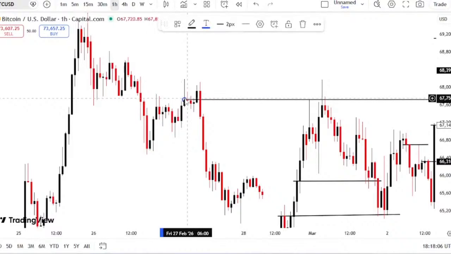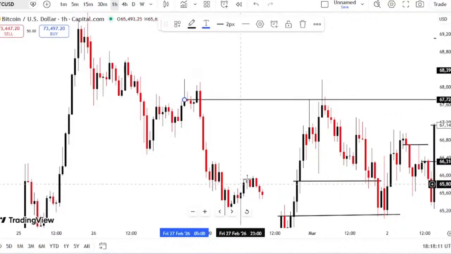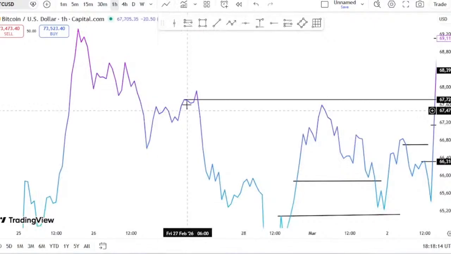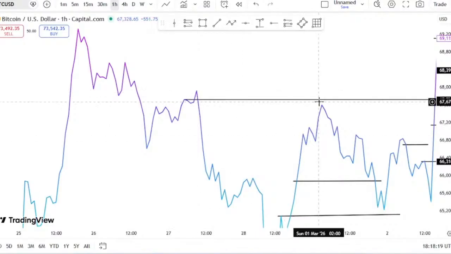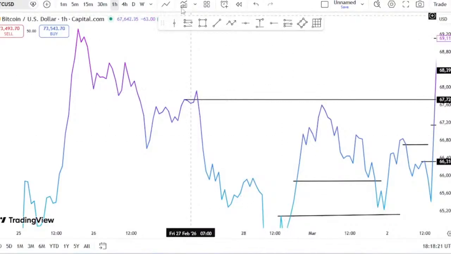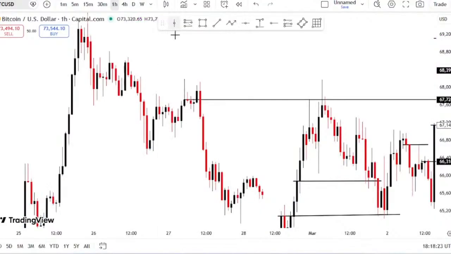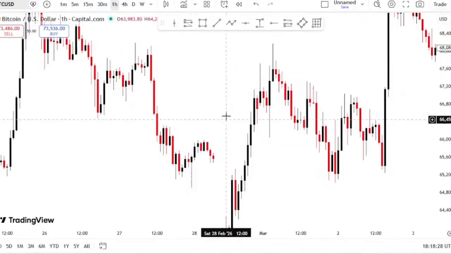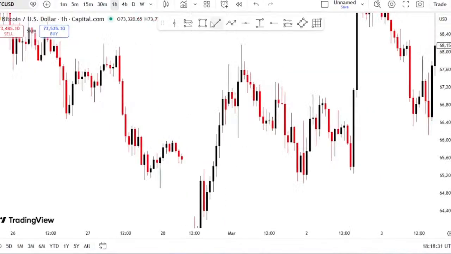Here's a resistance that got broken. Price came down and price turned to this level. Okay, let's turn to line chart. Yes, this is high, low, higher high, lower low. Price returned to this level. So this is a QM. And you see what price did exactly when price returned to this level. So line chart is one of the things that will help you in getting your QM.